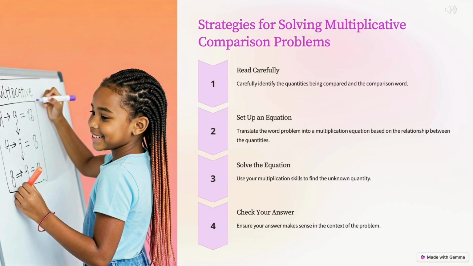Strategies for solving multiplicative comparison problems. Read carefully. Carefully identify the quantities being compared and the comparison word. Set up an equation. Translate the word problem into a multiplication equation based on the relationship between the quantities. Solve the equation. Use your multiplication skills to find the unknown quantity. Check your answer. Ensure your answer makes sense in the context of the problem.